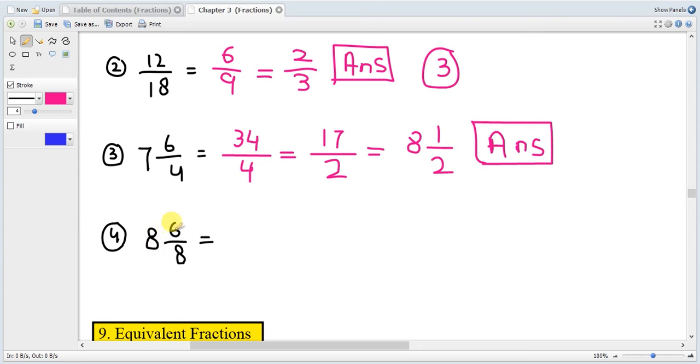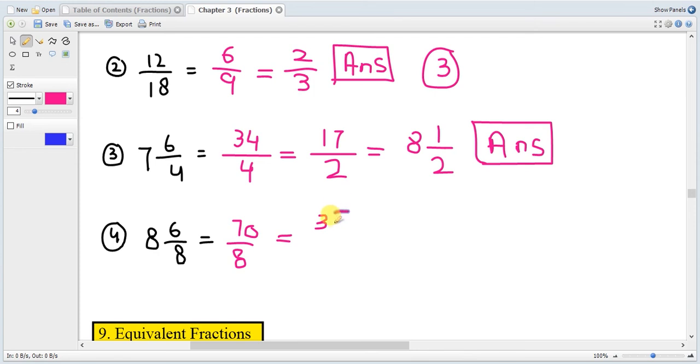Okay, the next is 8 whole 6 over 8. So convert it back into the standard form. So 8 times 8 is 64 and 64 plus 6 is 70. So this is 70 over 8. Now simplify it, so this can be simplified on a times table of 2.